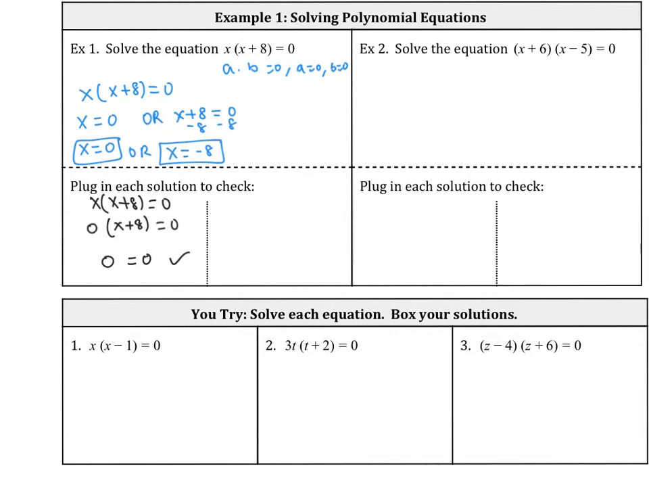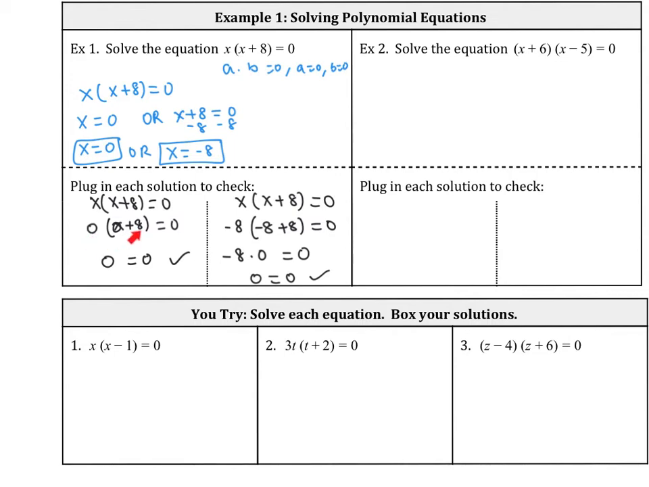Now you're going to use the given equation again, and use x equals negative 8 and plug it in for both x values. So you get negative 8 times negative 8 plus 8. Negative 8 plus 8 is 0, and negative 8 times 0 is 0. So 0 equals 0, which is true. In this case, I forgot to put 0 over here, so this one is also 0.